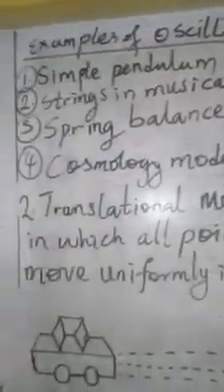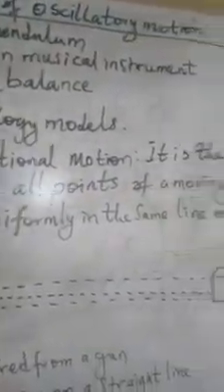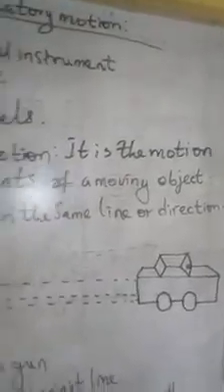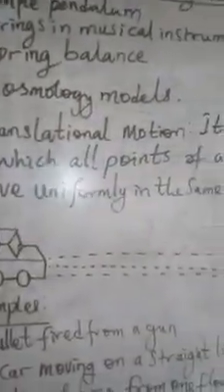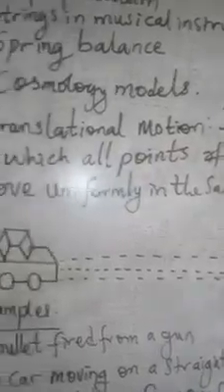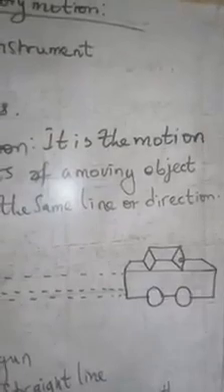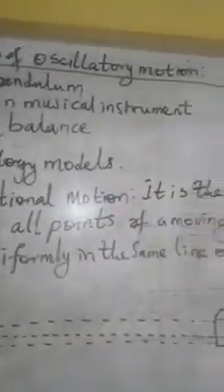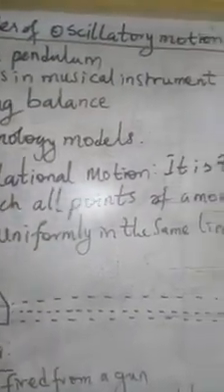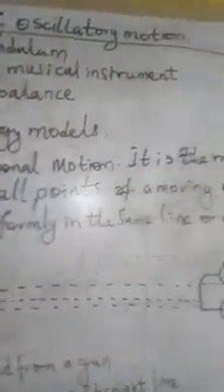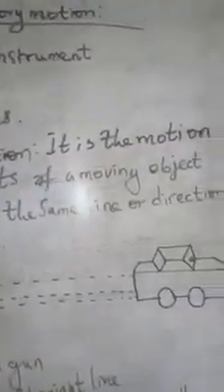What are we talking about when we say translational motion? It is the motion in which all points of a moving object move in uniform direction, or we say they move uniformly in the same line or direction. I take that again. Translational motion is the motion in which all the points of a moving object move uniformly in the same line or in the same direction.